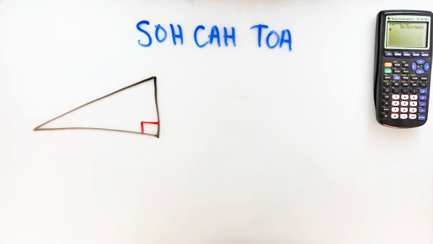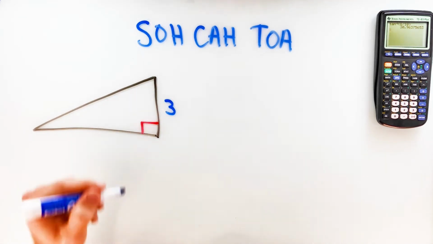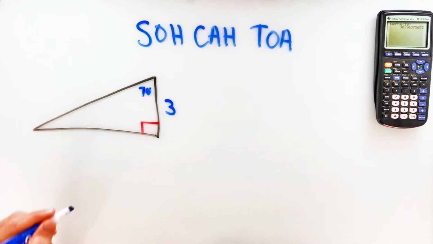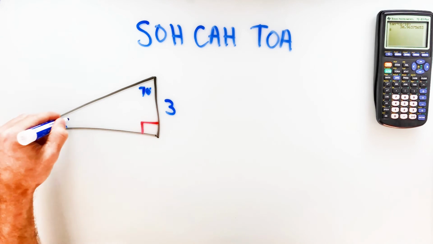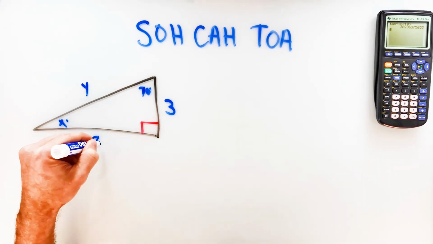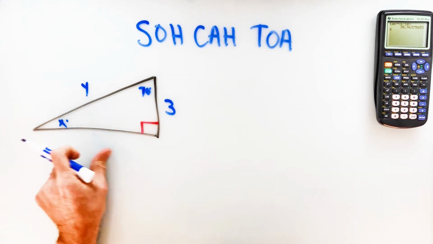Okay, so my right triangle this time. Information given is going to be a side length of 3. We're going to go with the 70-degree angle up top. And then we're going to be missing this angle, the hypotenuse, and the longer leg at the bottom. That's a z.